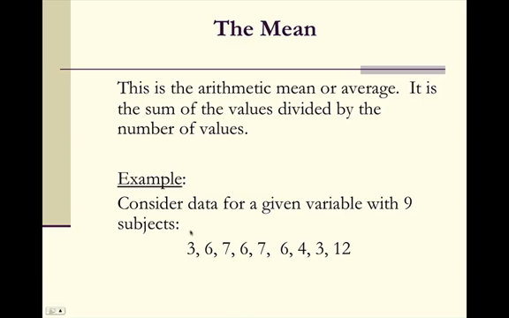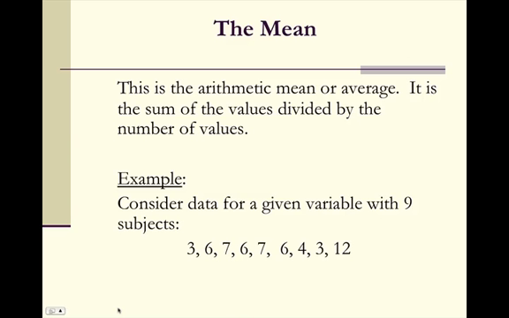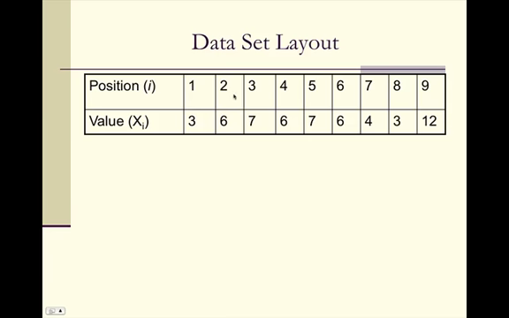So if you add these up, this number string, and divide by how many numbers there are, you've got the mean. So right here we have a number string that we're going to be working with this evening, and there's 9 subjects. If we lay these out in a data set, now this might be confusing as it's the first time seeing a data set. The position is denoted by the lowercase i, and we just have 1, 2, 3, all the way up to 9. Your value is x sub i, which is 3, 6, 7, 6, 7, 6, 4, 3, 12. Basically, if we look at our string of numbers right here, it's no different. 1, 2, 3, 4, 5, 6, 7, 8, 9. It's just an excellent way to keep your numbers organized.